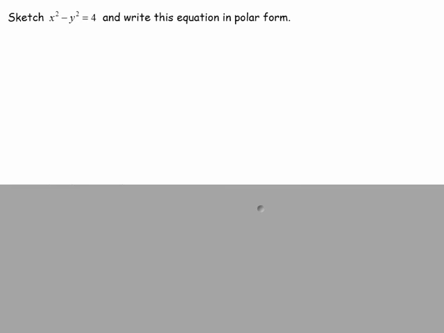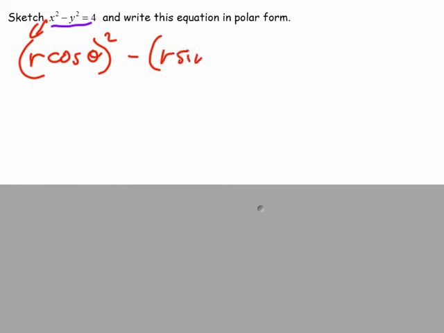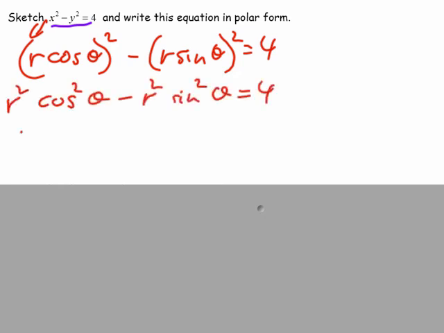Here's another equation. This time it's given to us in rectangular or Cartesian form, and we're asked to sketch it and write it in polar form. To go from rectangular to polar, I need to reverse what I did in the last example, and that is to use the fact that x is r cosine theta. So make that replacement. And y is r sine theta. Square those out.